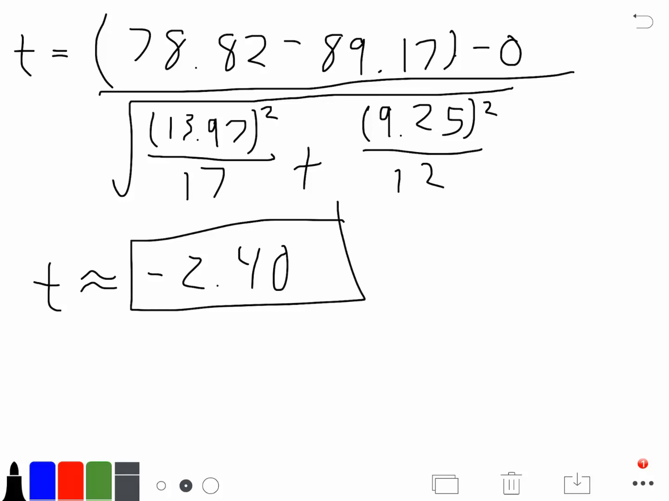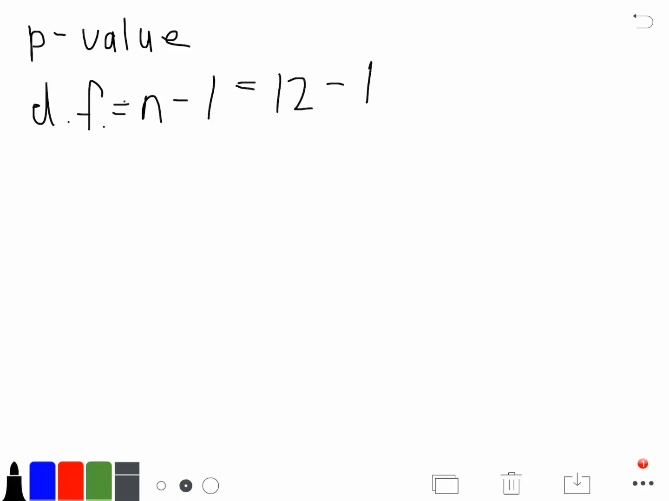Now that we have our test statistic, we can find our p-value. Now remember, when using t-tables, we don't get exact p-values. We find an interval for these p-values. To do that, we need to first know what is our degree of freedom. The degree of freedom is your sample size minus 1, or n minus 1, which will give us 12 minus 1, which is 11. Make sure for your n you use the smaller of the two sample sizes.